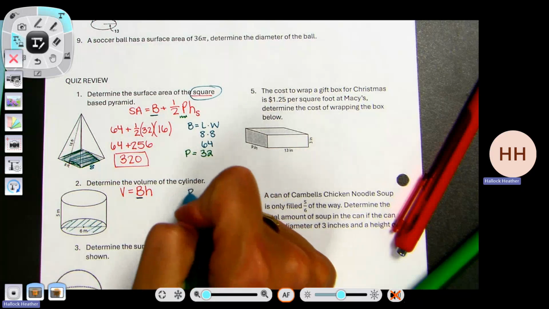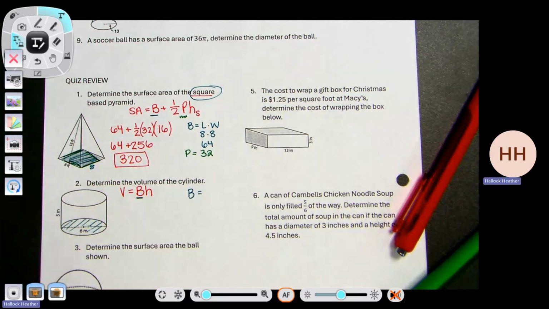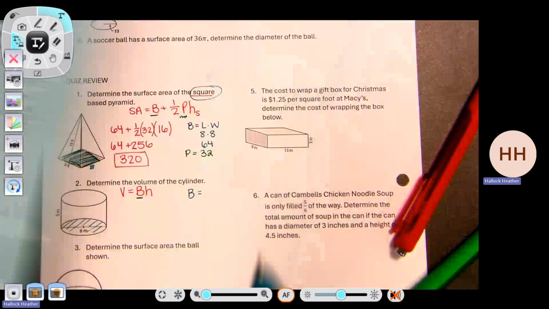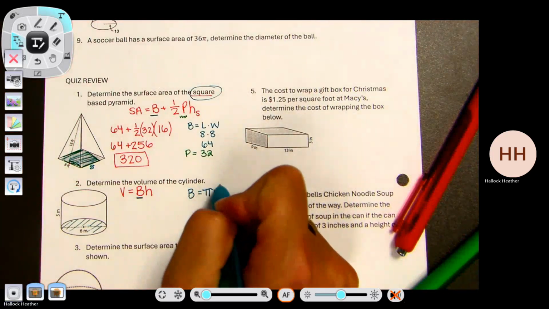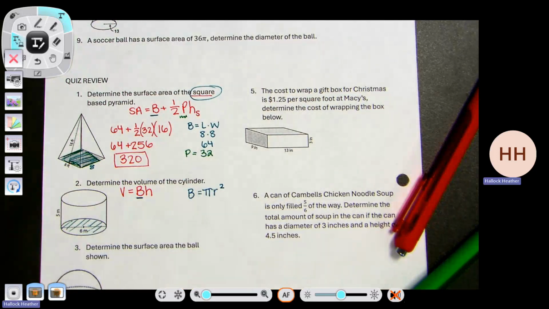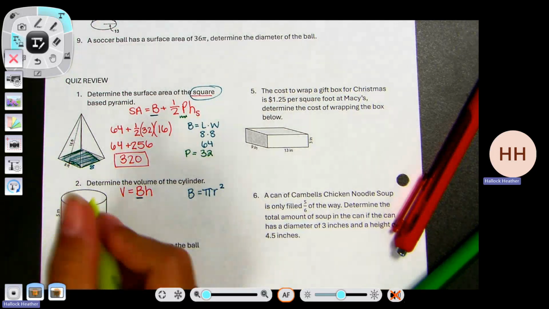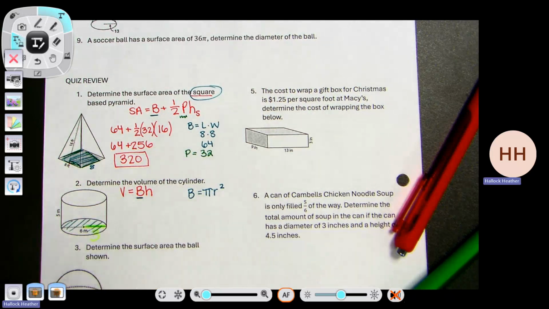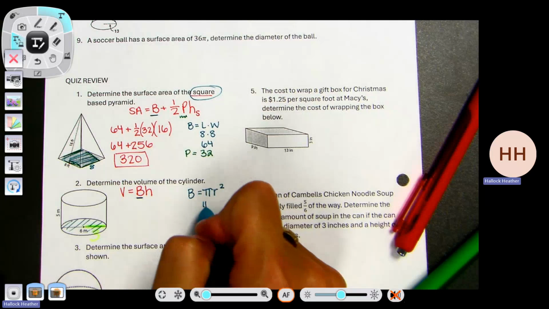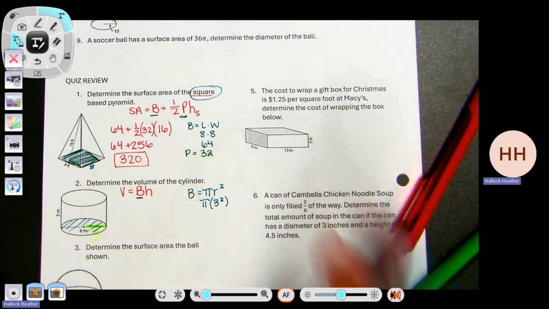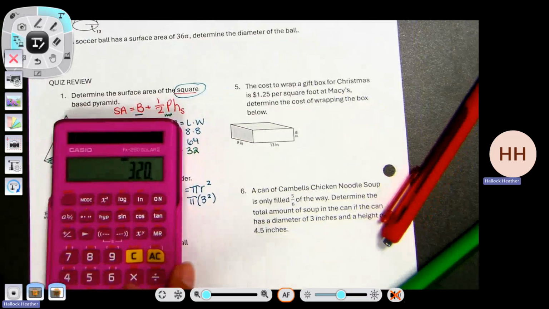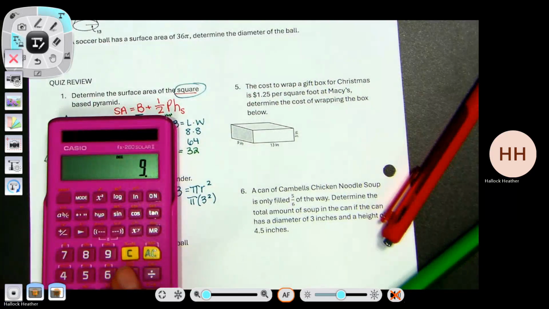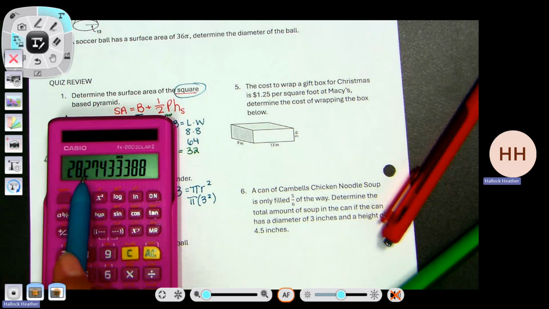I have to use the circle formula for area, which is pi r squared. My radius is not 6. It's half of it because this goes all the way across. So half of it is going to be 3. So I'm using 3 as my radius. So I'm doing pi times 3 squared. 3 squared is 9. And I'm multiplying by the pi button. So we can use 28.27.